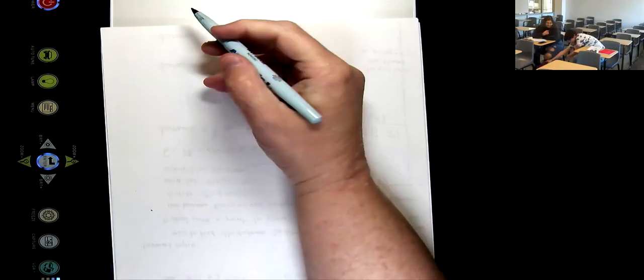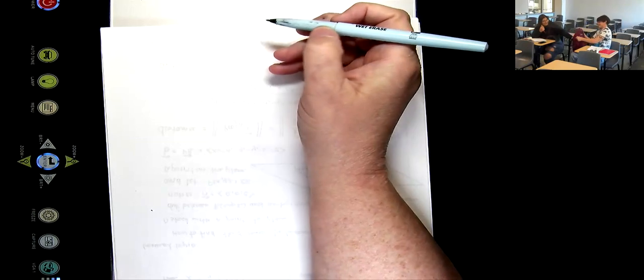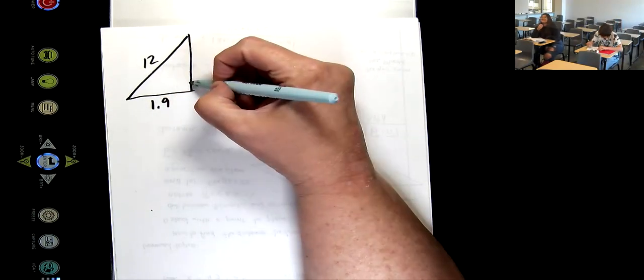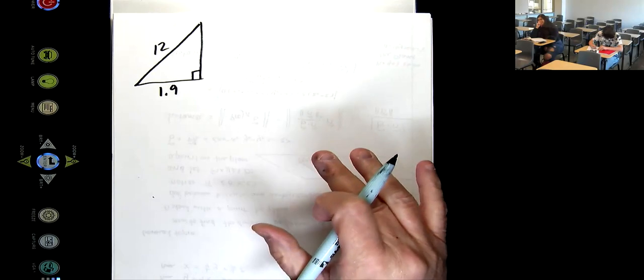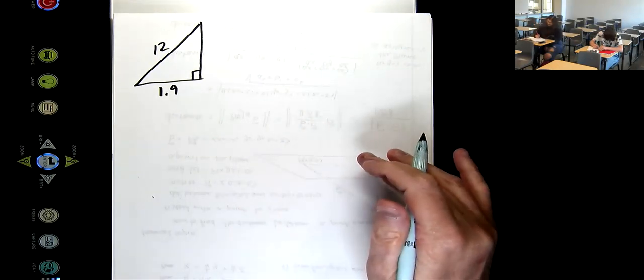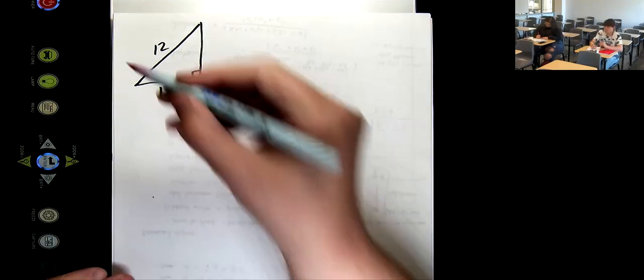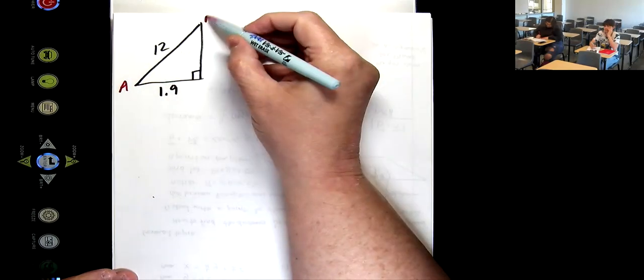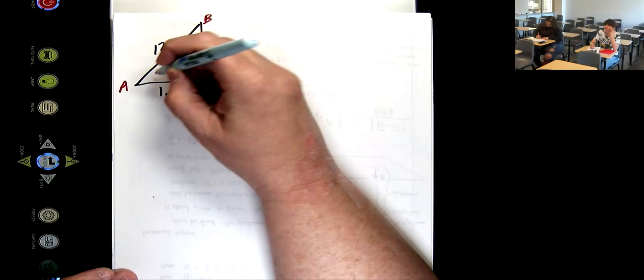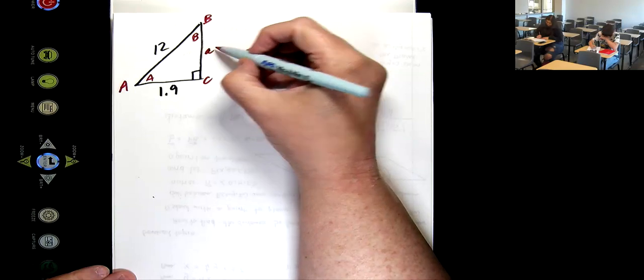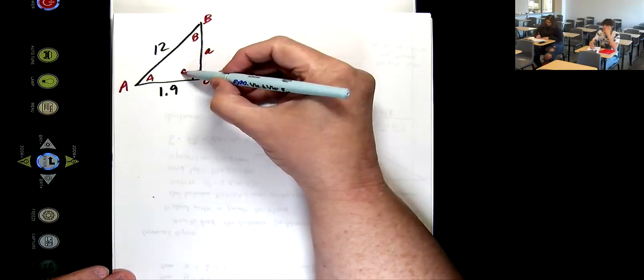Let's do another one. Ready? Nah, let's do this way. We're gonna have 1.9 and we're gonna have 12. He's like, I'm British. So let's call this A, B, and C. And so we're looking for angle A, we're looking for angle B, and we're looking for little a. Because we know this is 90 degrees here.